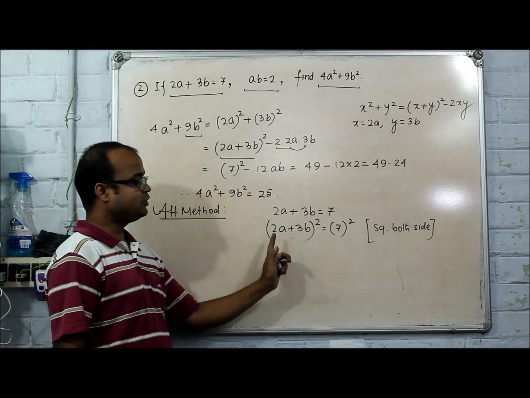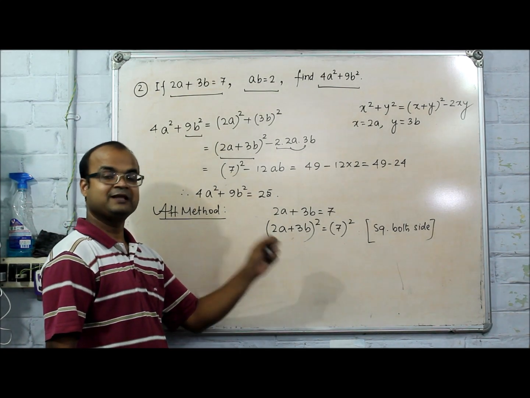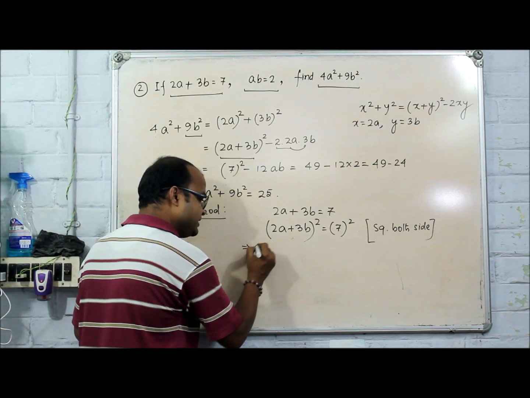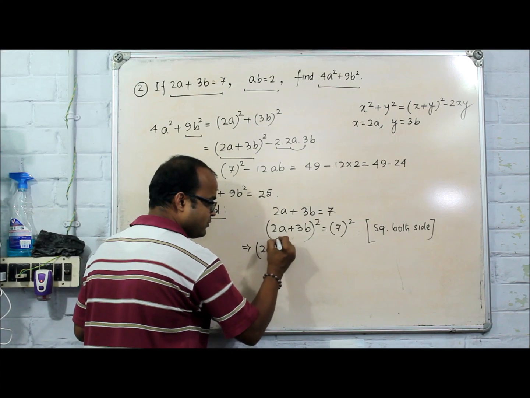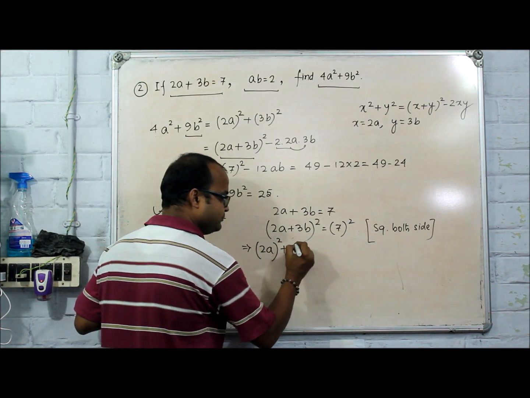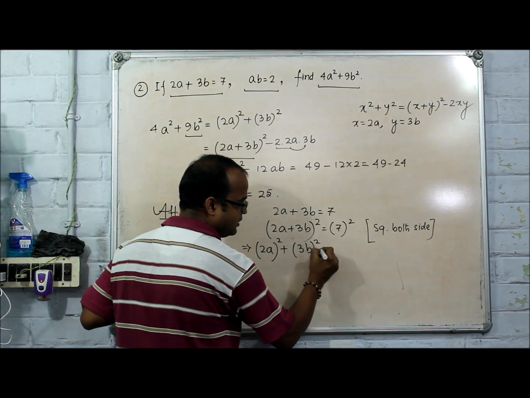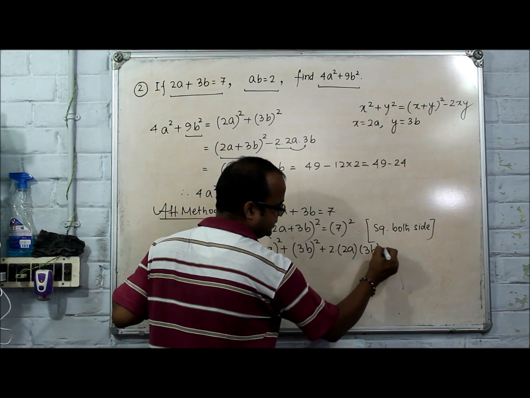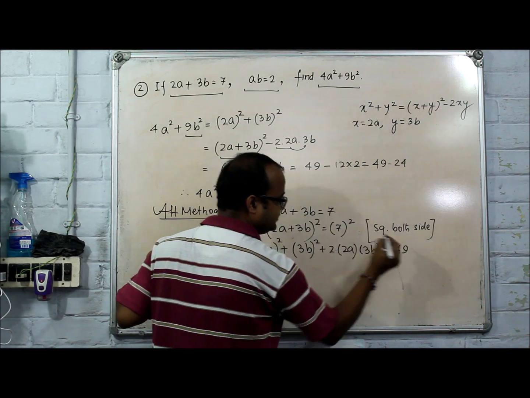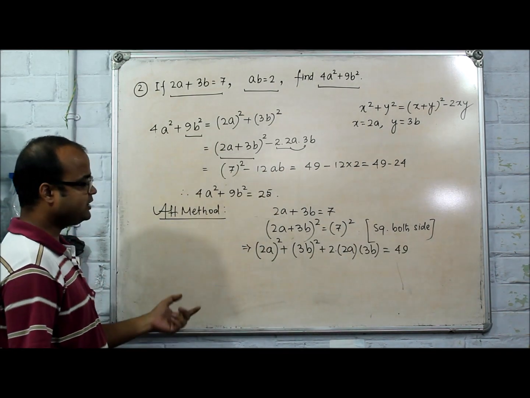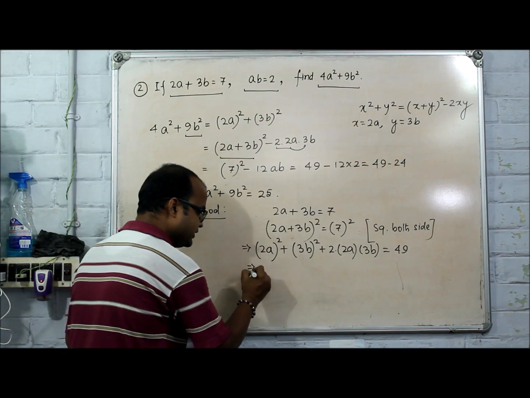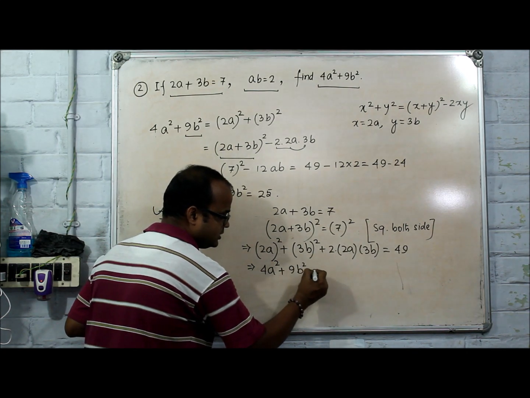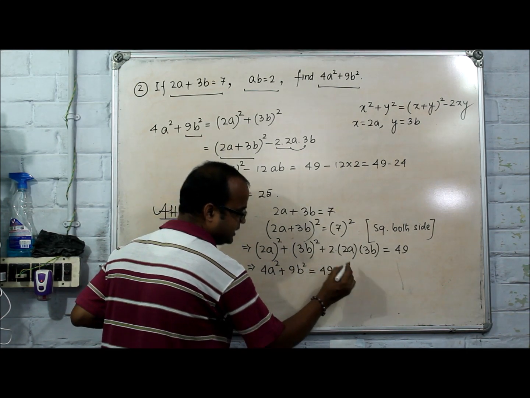Now use the formula for the square of a plus b. That is a square plus b square plus 2ab. So it implies 2a square plus 3b square plus 2 into a into b is equal to 7 square, which means 49. So it implies 4a square plus 9b square is equal to 49 minus 2 times 2a times 3b.